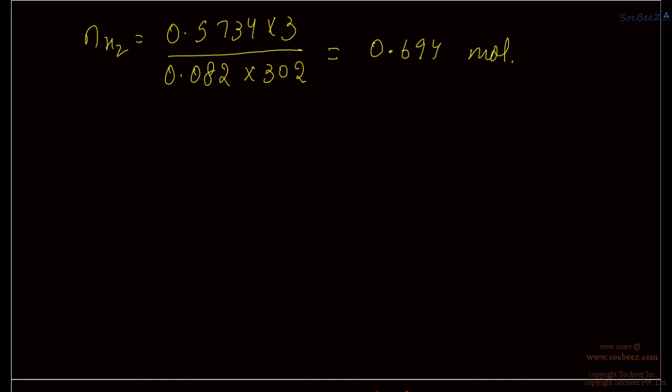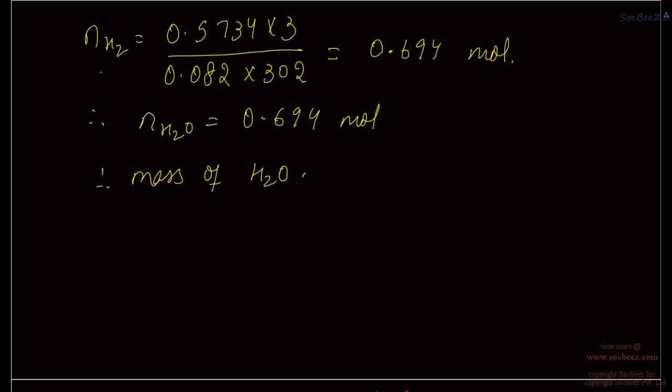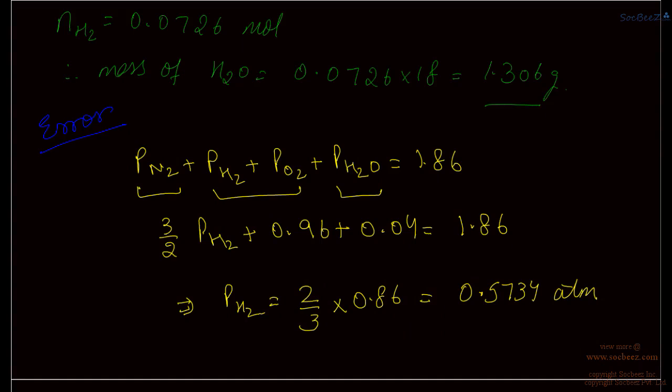Okay. And now since the number of moles of H2 equals the number of moles of H2O, therefore number of moles of H2O equals 0.694 moles. And therefore mass of H2O equals 0.694 into molecular weight of H2O, which is 18, equals 1.25 gram. So initially it may look like this is the correct solution, but it is not, because the only thing that you should keep in mind is that after electrolysis water will be left in the container.